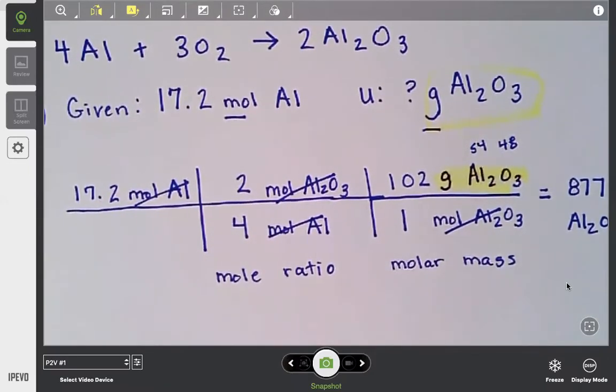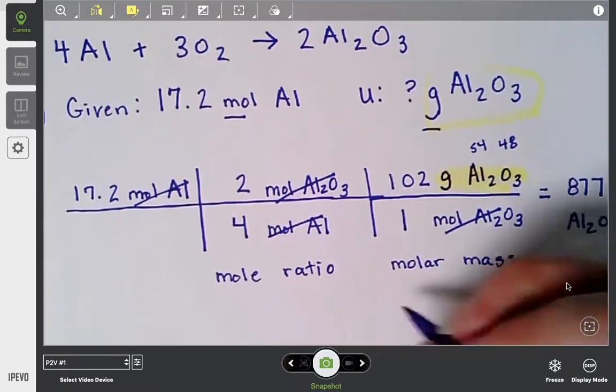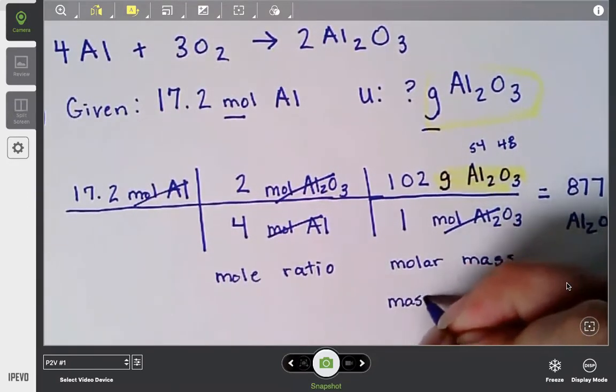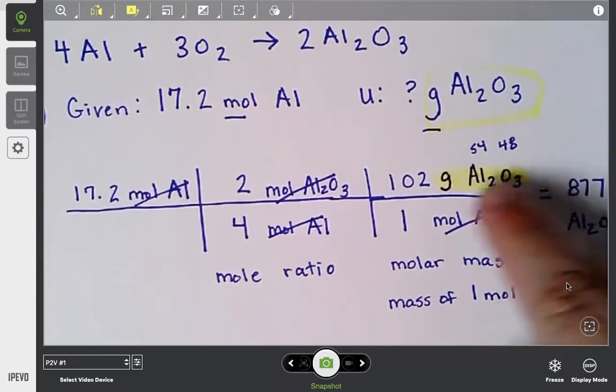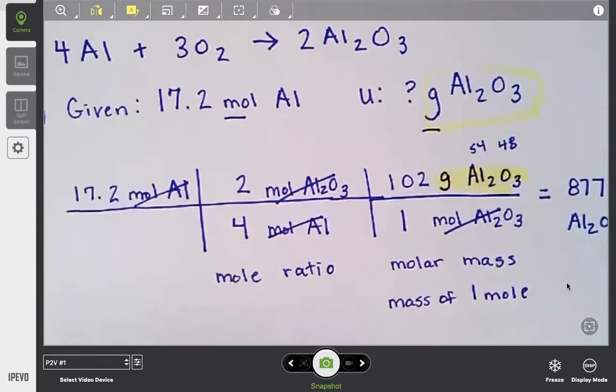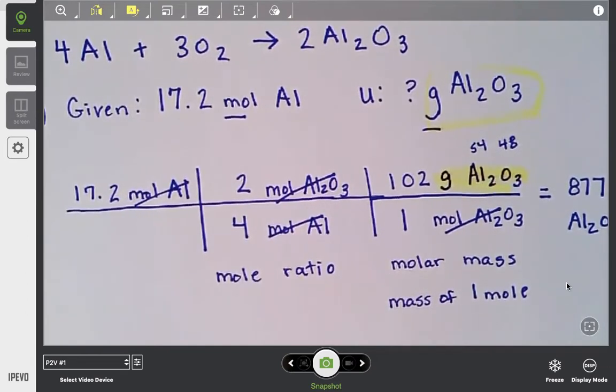I don't either. Why did you put a 1? Because molar mass is defined as the mass of 1 mole. Mass of 1 mole. If that was atoms, you'd be right. Or molecules or formula units. Anybody else? That's a good one, and it's a common mistake.